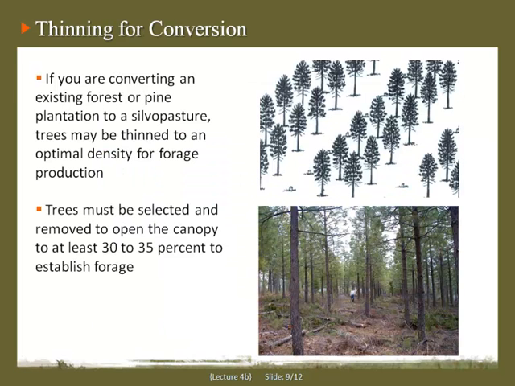If you are planning on converting an existing forest or pine plantation to a silvopasture, trees may be thinned to an optimal density for forage production. Trees should be selected and removed to open the canopy to at least 30 to 35% to establish forage. If the stand is under-thinned during this conversion, it may require an additional thinning within 5 years to sustain forages that may get shaded out as the canopy begins to close again.